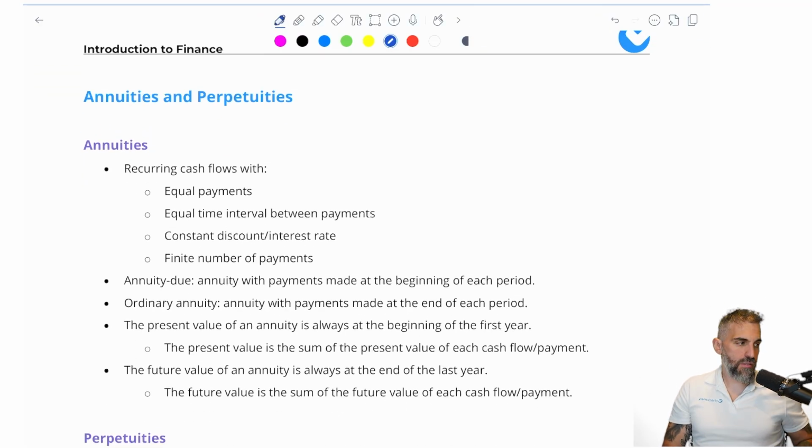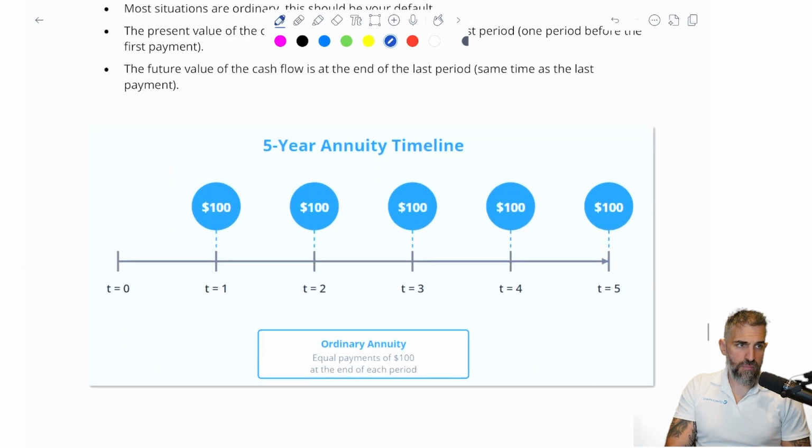So the first part of your TVM is understanding what are annuities and what are perpetuities. And here's where we will introduce the payment, which is the fifth of the 5 TVM variables. So an annuity is what we call a recurring cash flow that has an end date. I'll show you an image. Okay, look here. This is an annuity. It's a $100 cash flow every period for 5 periods.